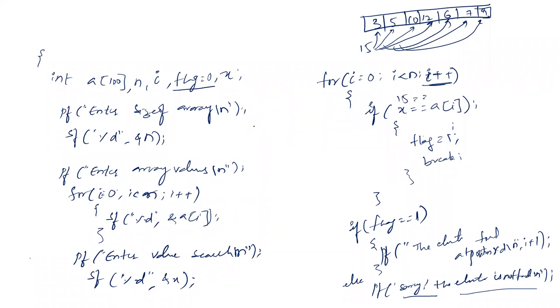This is the logic. Okay, so after reading the elements, you can also write it the other way. That is, initialize i equal to 0. While a of i not equal to x, i plus plus.